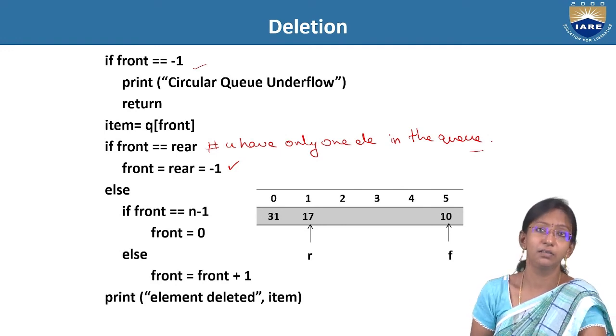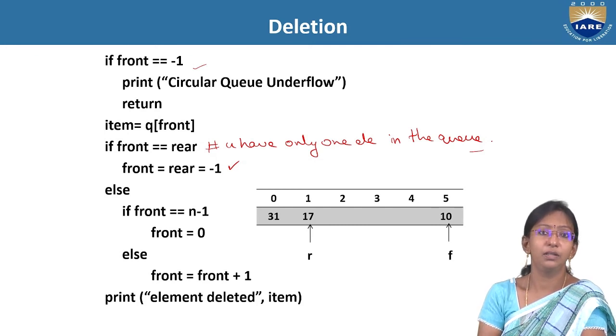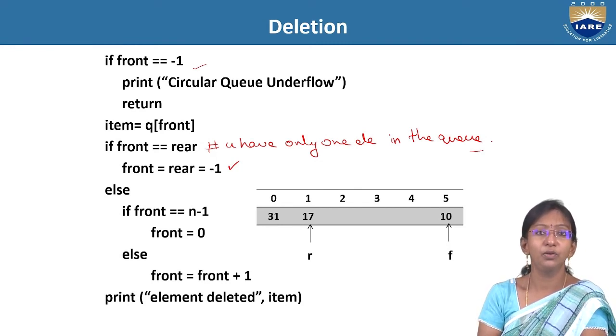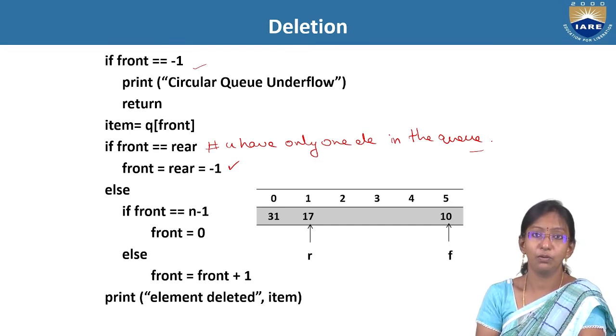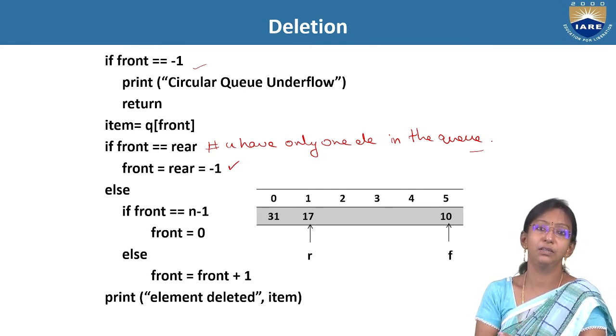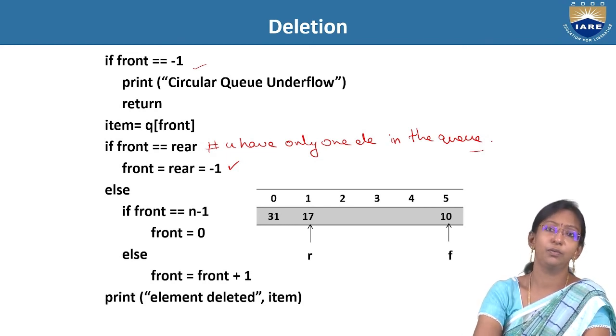See how many cases there are. You first have to check whether a queue exists by taking the condition front is equal to minus 1. Second, check whether you have only one element in the queue or not. Then check whether the front is pointing to n minus 1 or not, or else a normal case. Four different cases you have to handle when working with circular queues to implement the deletion operation.